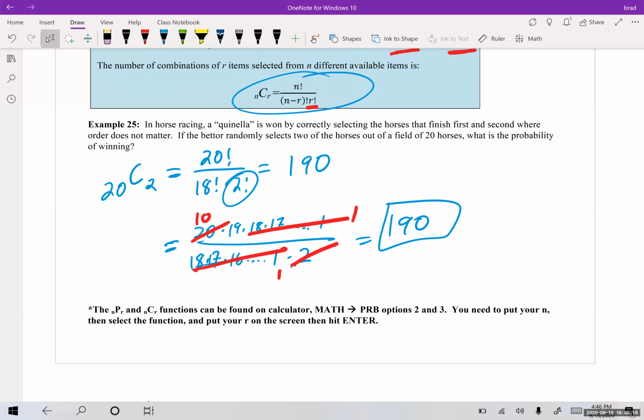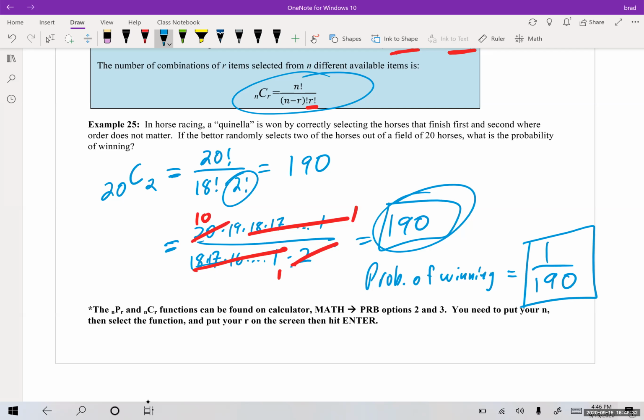But they want to know the probability. So the probability of winning, that's just the number of outcomes. That's just the number of ways. Probability of winning equals 1 out of 190. Your one ticket, okay? So remember, here's how you can find these on your calculator, nPr and nCr, so you guys don't have to do all this by hand.